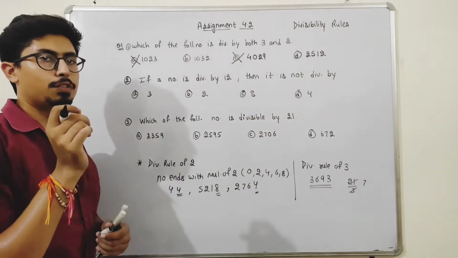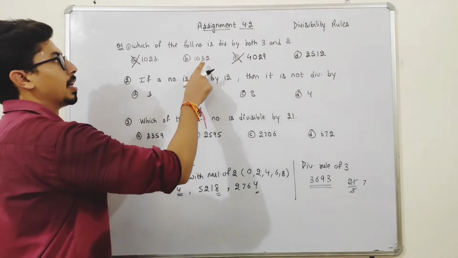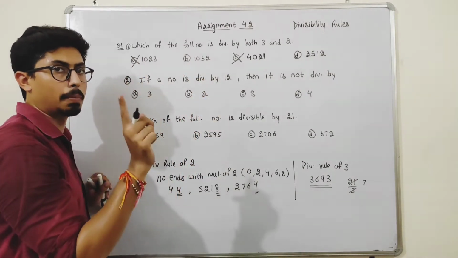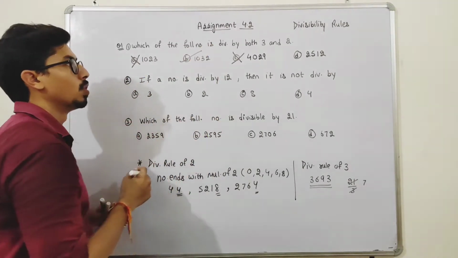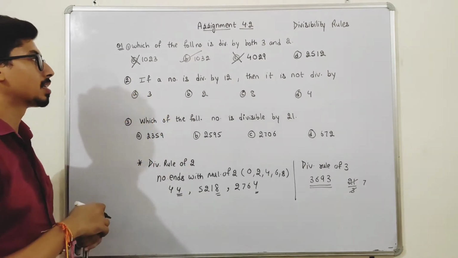Okay. Now I have to find a number which is divisible by 3 as well. See, 3 plus 2 is 5. 5 plus 1 is 6. Yes, 6 is divisible by 3. So the answer is 1032. Okay, students. Now the next part, students.